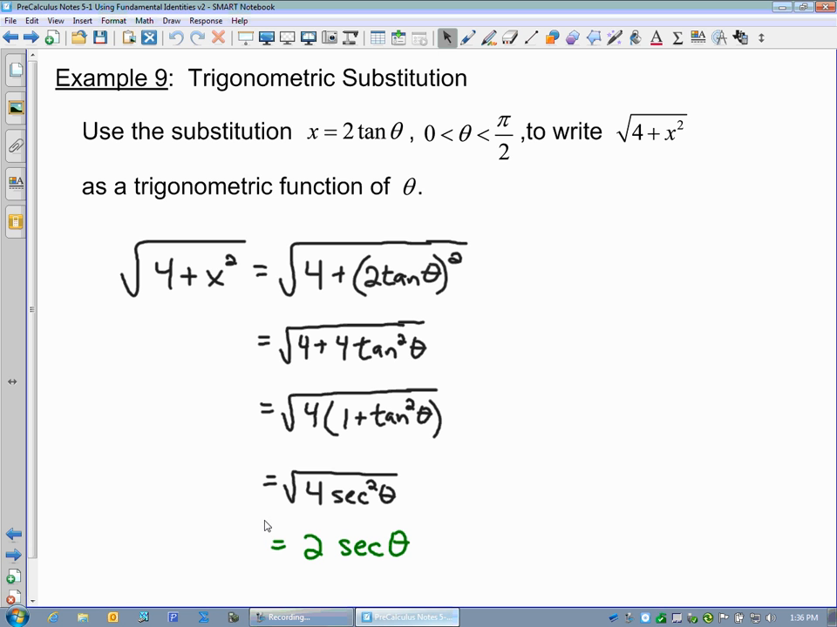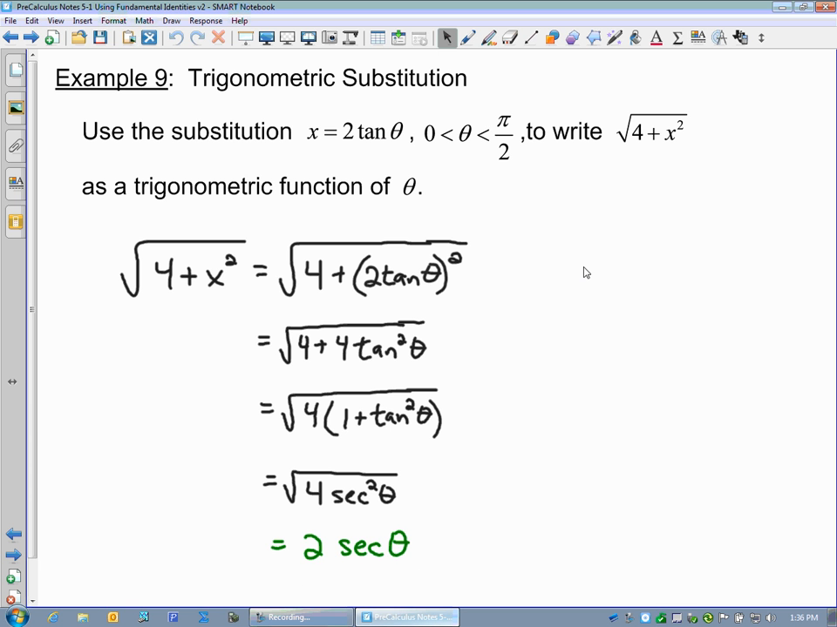Now you might be asking yourself, why don't I have a plus or minus? That's because right here they told us that theta is between 0 and pi over 2, which makes it in the first quadrant, so that means everything's positive. That's why I did not have the negative one here. So this expression is equal to 2 secant theta.